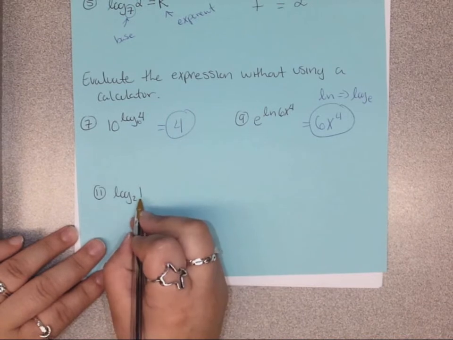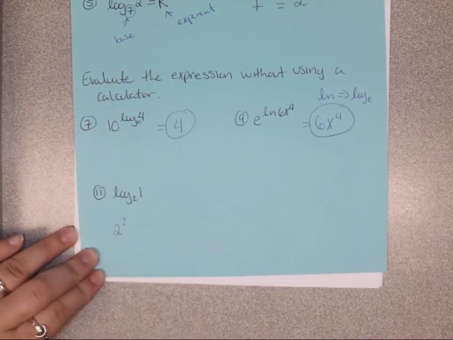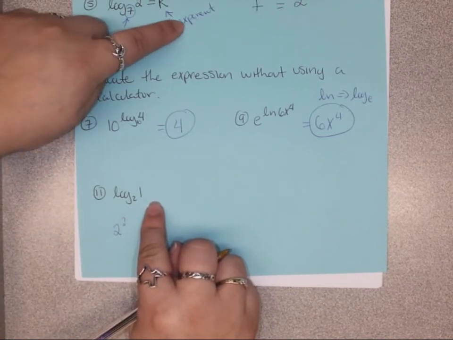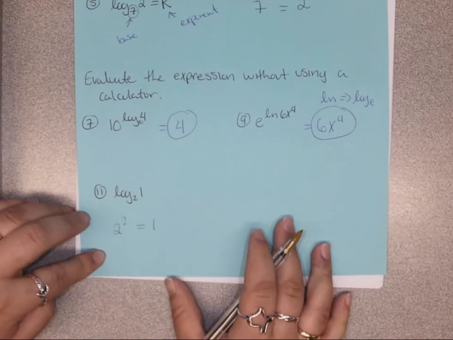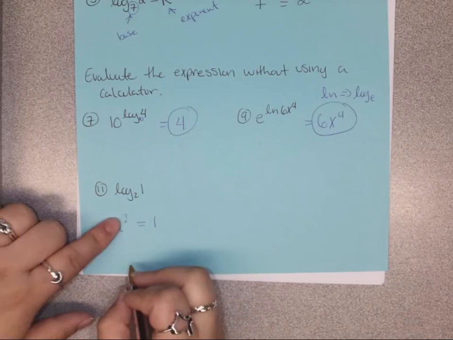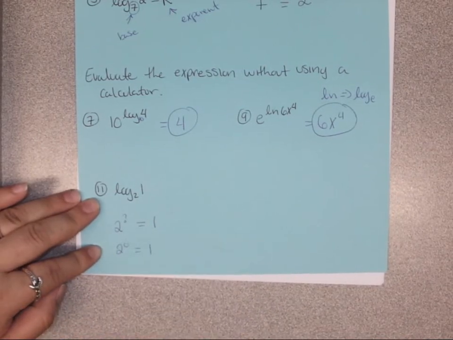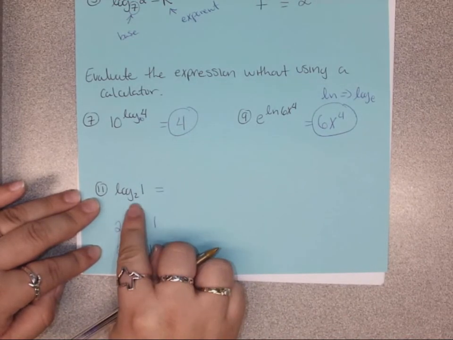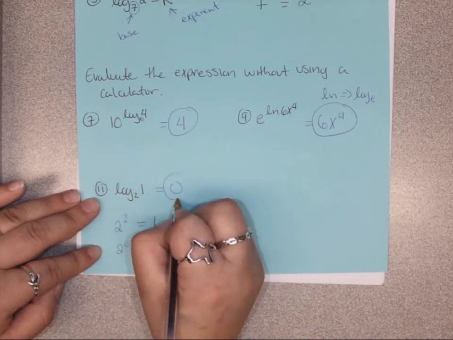So this one, what this is asking is 2 to what power, right? Because we're missing the exponent part of it. 2 to what power is going to equal 1. Anything to be equal to 1 when raised to a power, the power must be 0. So 2 to the power of 0 is equal to 1. That's why we said it doesn't matter what your base is. Anytime you see log of 1, it's always going to be 0.